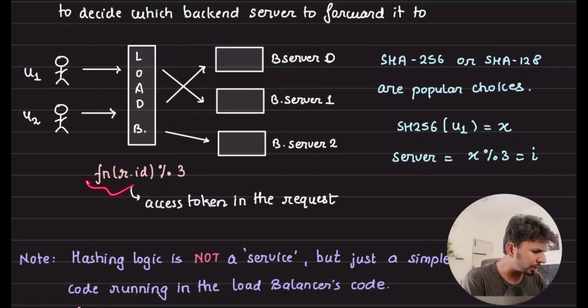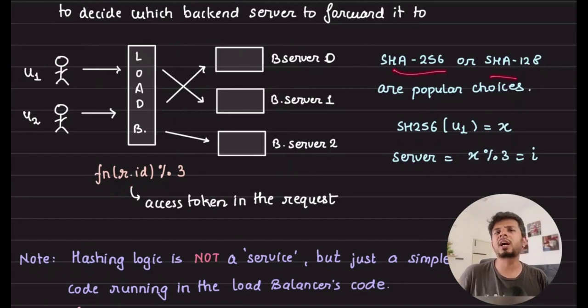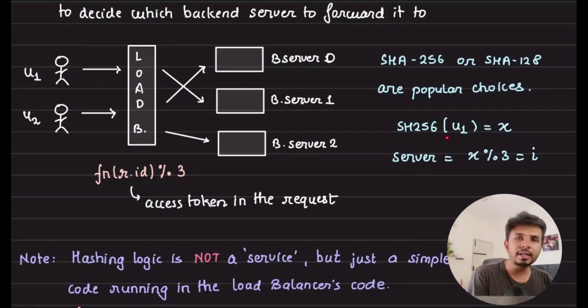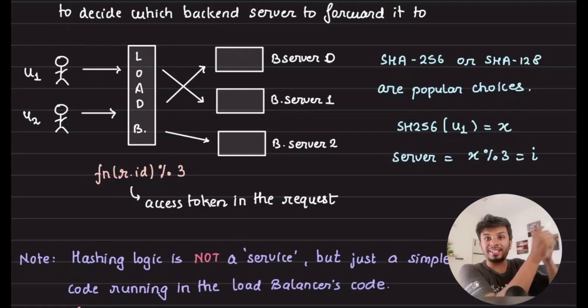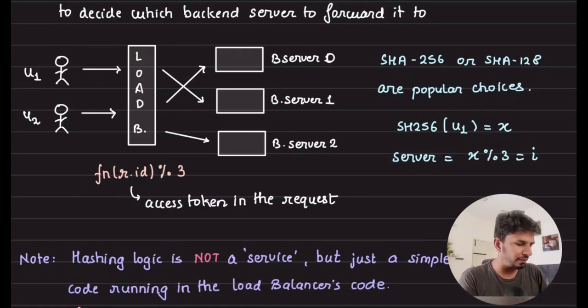Now the hash function could be anything, SHA-256, SHA-128, anything that you would like. But the idea is, you take a request for a particular user, you extract that user information from the request, pass it to the hash function, and you get a value which is 128 bits. For example, if you use SHA-128, you mod it by 3, you get either 0, 1 or 2. Depending on what you get, you forward the request to that corresponding server.